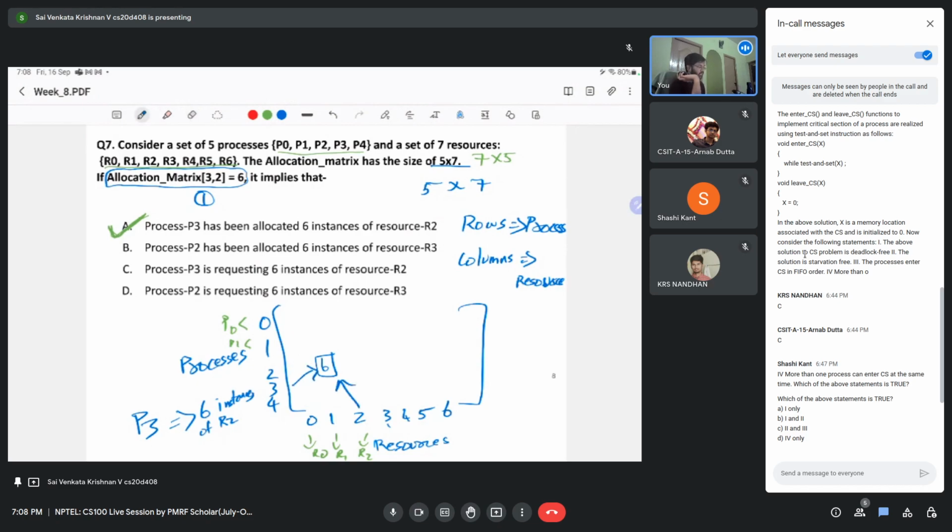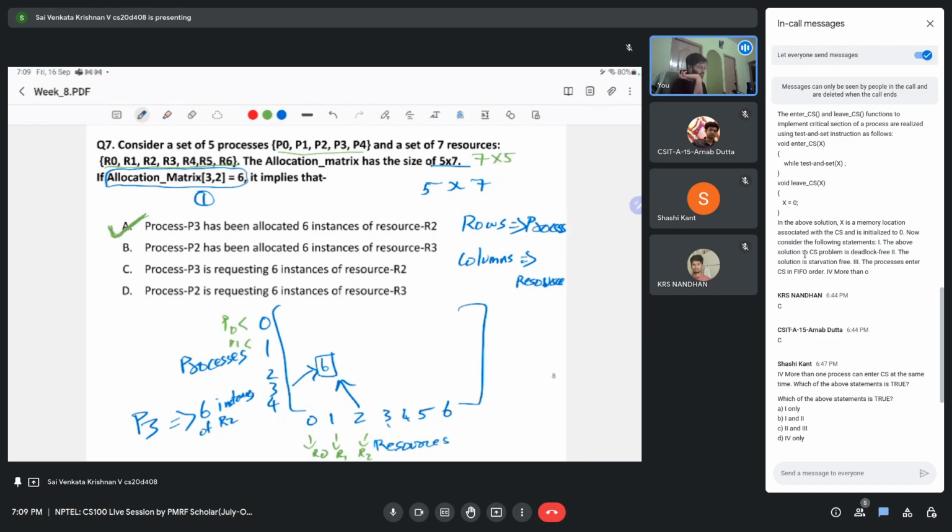Now is it correct? Yes, now it's correct. Thanks, Arnab, for pointing out the mistake. So the indexing starts from 0 only. And if it's the allocation matrix 3 comma 2, then P3 has been allocated 6 instances of resource R2. Yeah, it's a bit confusing if they don't tell the indexing and those things, right?